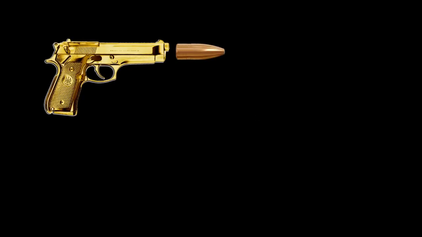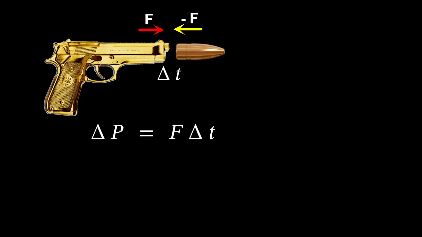Now let's explore the consequences of Newton's second and third laws. They lead to an essential concept in physics: the law of conservation of momentum. Consider a bullet fired from a gun. The force on the bullet by the gun, F, and the force on the gun by the bullet, that is, minus F, act for the same time interval, delta t. According to the second law, change in momentum, delta p, equals F delta t, where p is momentum.